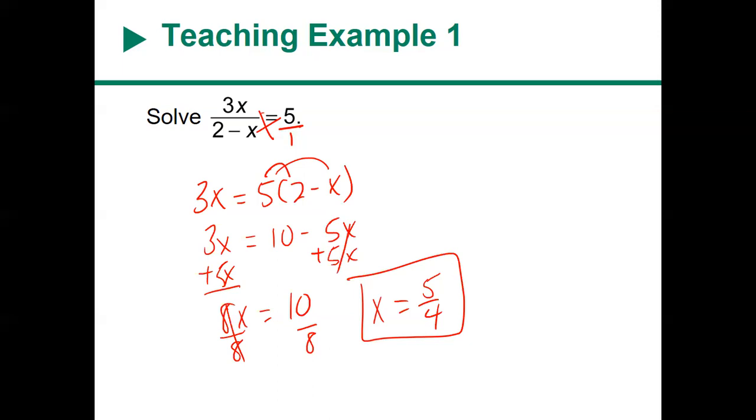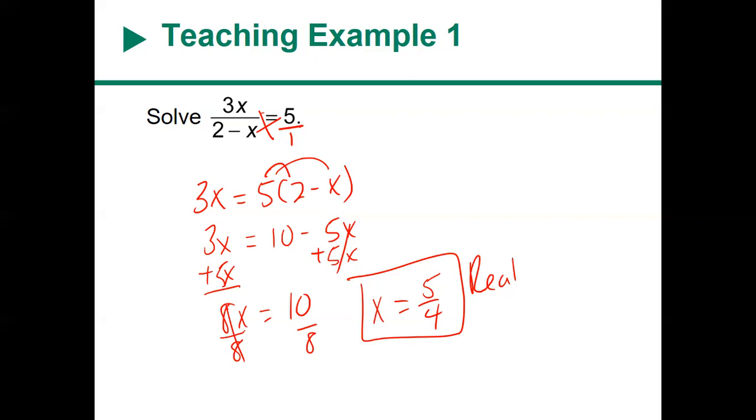Okay, then it says to check our solution. So we want to make sure that 5/4 would not make our denominator equal to 0. So if I substitute 5/4 in, would it make our denominator equal to 0? Nope. So this means that this is a real solution. It's good. It's a real deal, Holyfield. Yes, you're just making sure that it's not part of the error.